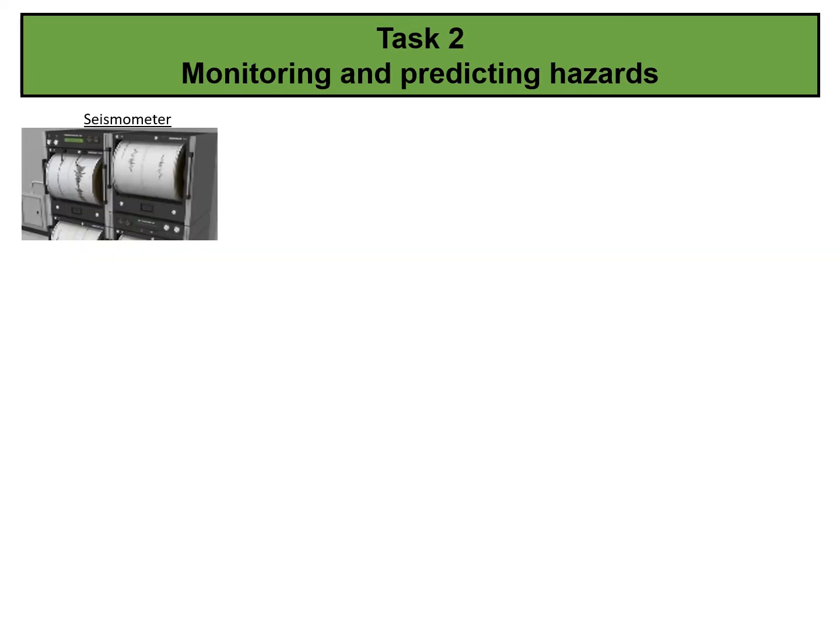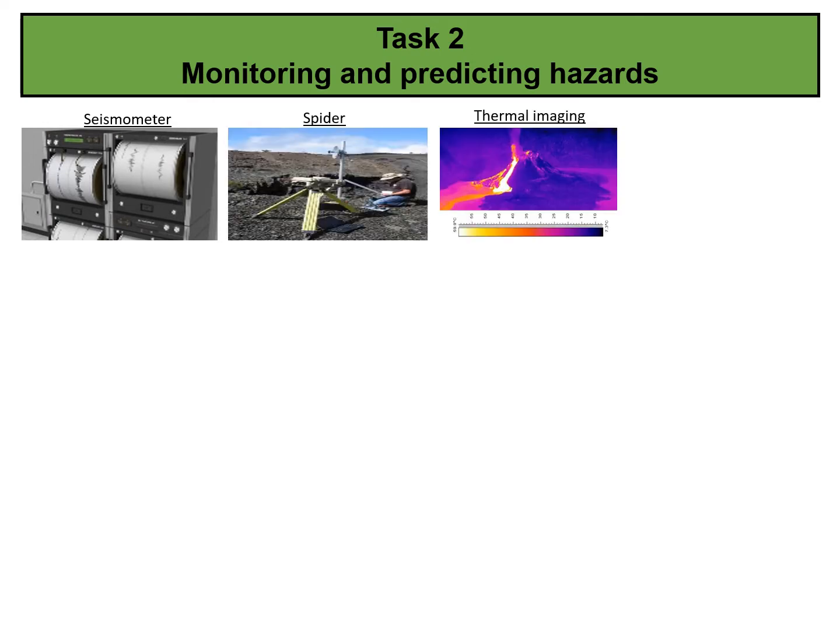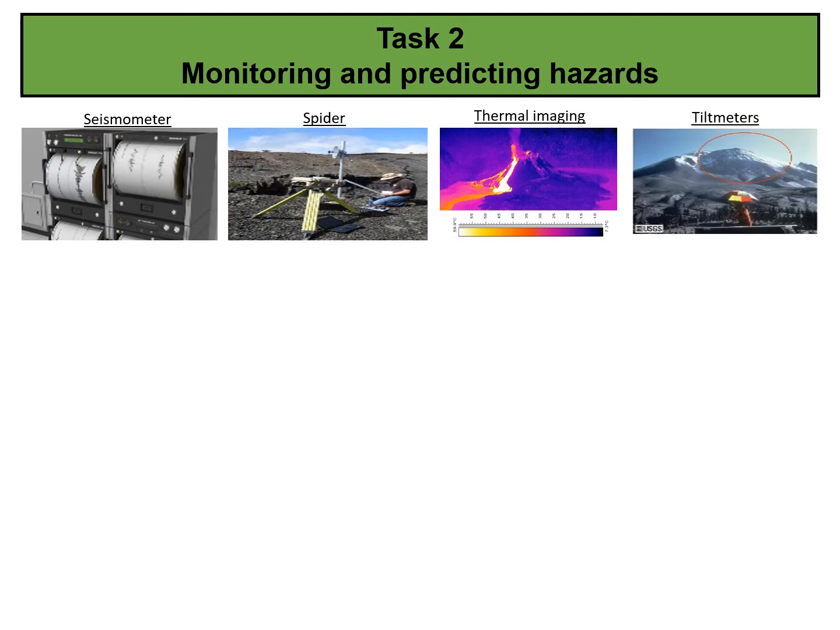Okay then, task 2. What can we do to monitor and predict hazards? There are 4 ways that we can monitor and predict hazards: seismometers, spiders, thermal imaging, and tilt meters. These 4 examples allow scientists to make accurate predictions about volcanic eruptions and earthquakes that are taking place. So hopefully these will reduce the risks.